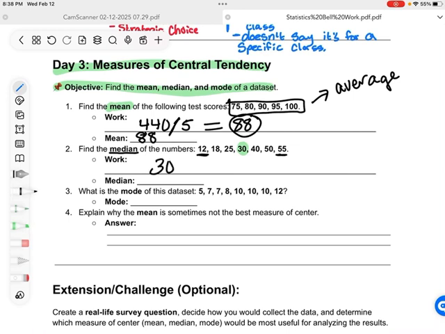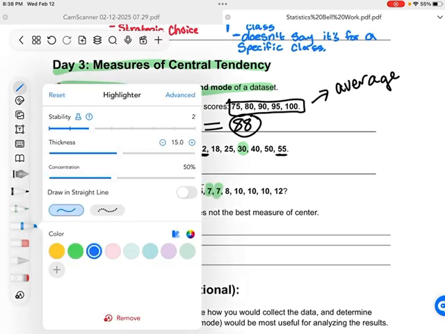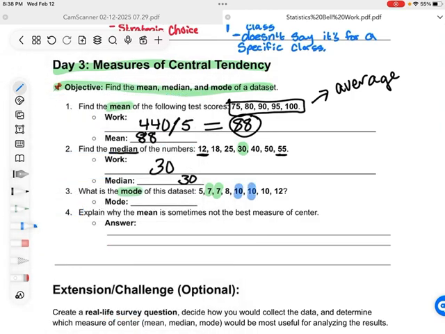30 is our median. And then it says, what is the mode of the data set? Well, we have our data set 5, 7, 7, 8, 10, 10, 10, and 12. Mode is the number that appears with the most frequency. Well, we see here that 7 appears twice. And then we see we have 10 appearing 3 times. So 10 is going to be the mode of our data set.